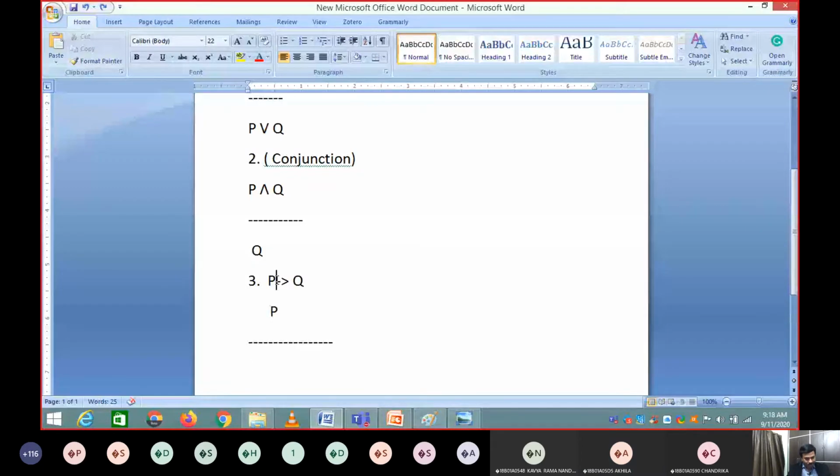Is this symbol conjunction or disjunction? This is OR, disjunction. What is this symbol? Implication. Yes, what you said is right. Okay, P implication Q, if P then Q, and P. What can be the inference that you can get here?